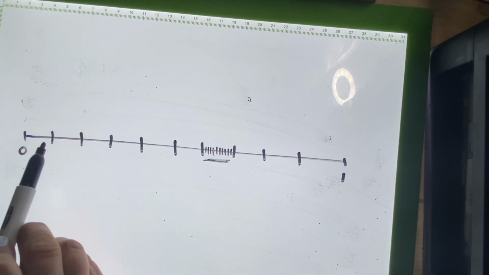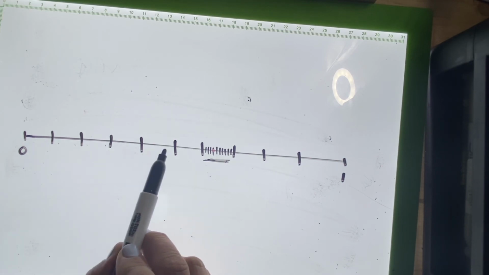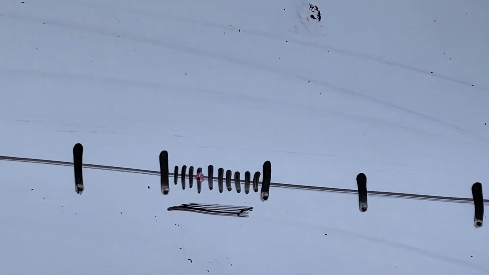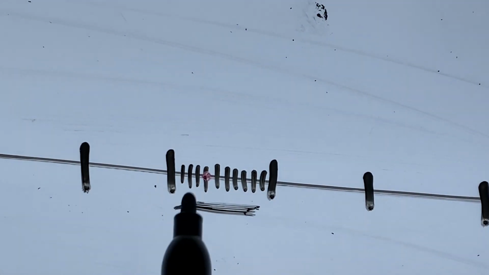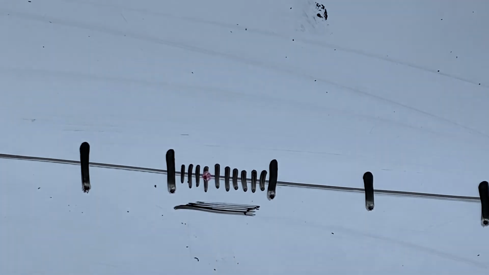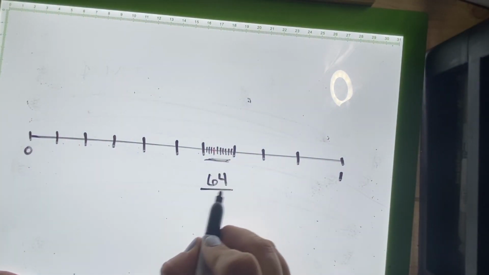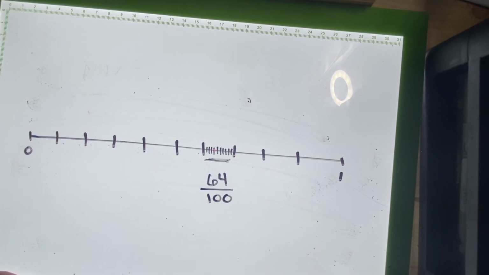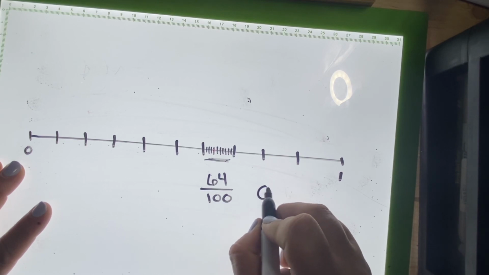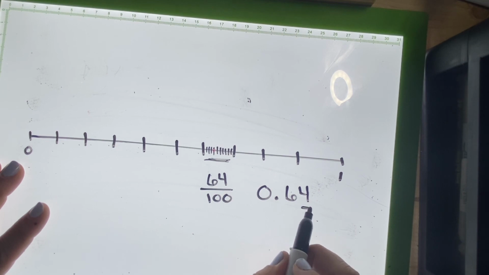So I'm going to say 10, 20, 30, 40, 50, 60, 61, 62, 63, 64. 64 hundredths as a fraction. And as a decimal, no ones, so 0.64 hundredths.